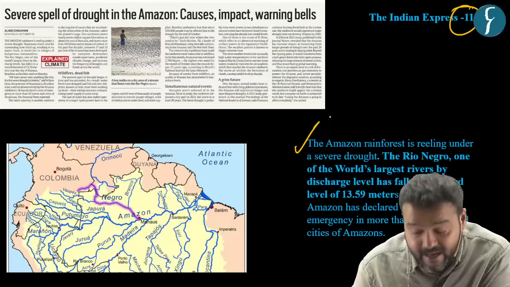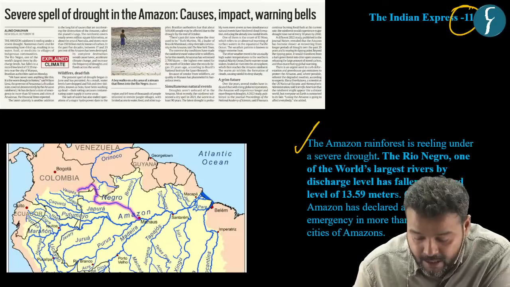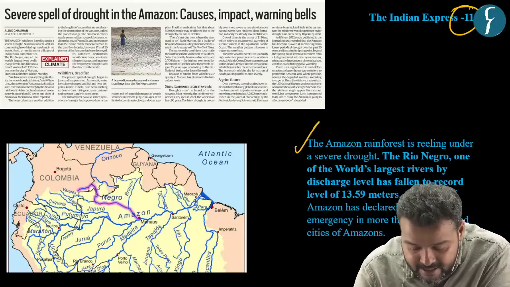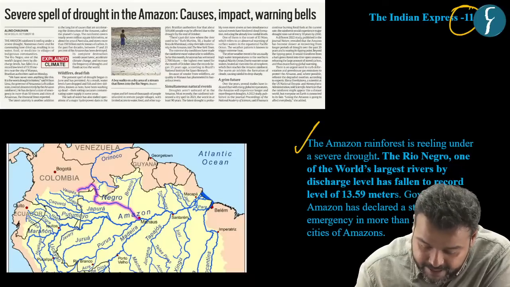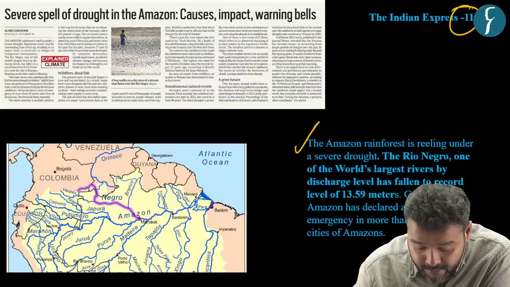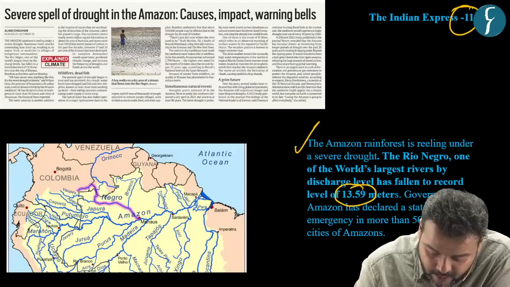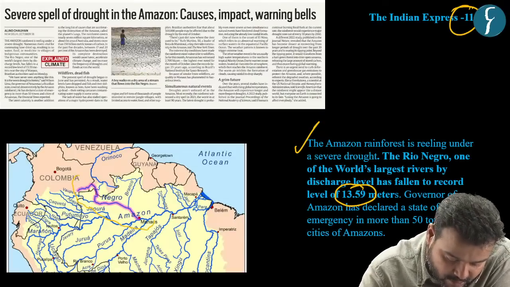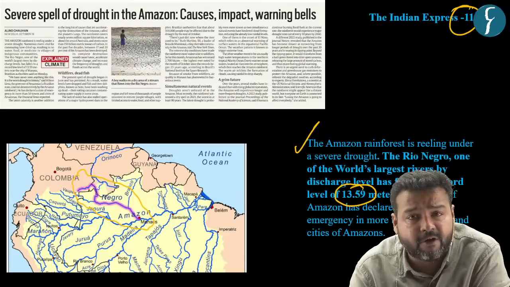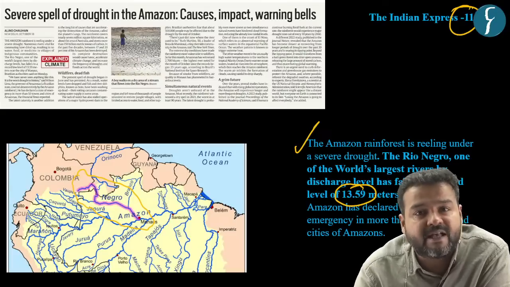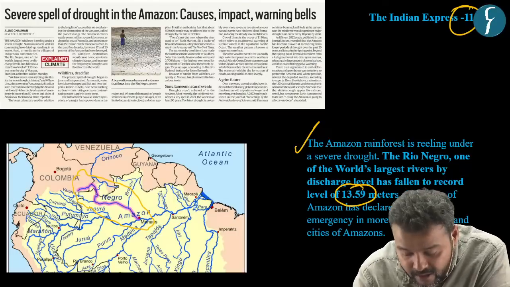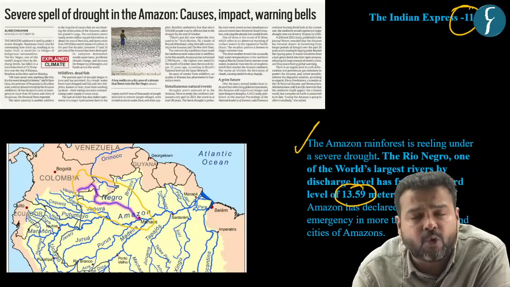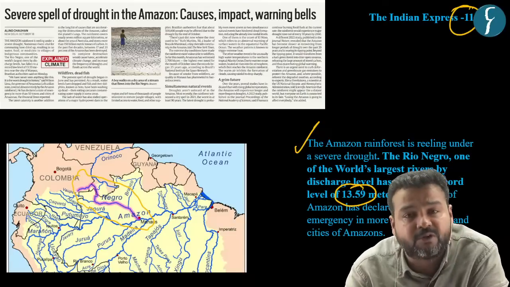So these rainforests are reeling under a severe drought. Now the river, that is Rio Negro, which is one of the world's largest rivers by discharge level, has fallen to a record level of 13.59 meters. Now you can see the location of this river here, the river Negro. Now the level of river Negro has fallen to record levels, and now the governor has declared an emergency in more than 50 towns. So this was all about this news.